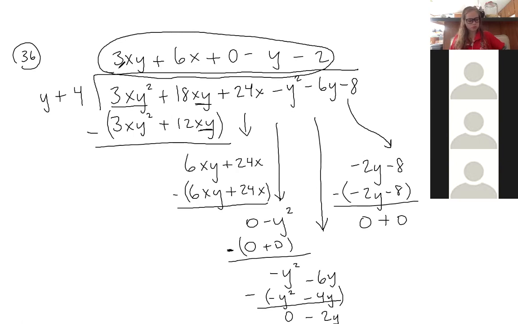So that was number 36. All you had to do was divide like normal, even though you had all these weird variables that didn't really line up. Just make sure that they were in descending order. Start with the most variables, and then go from there.